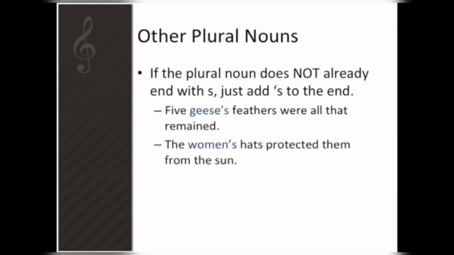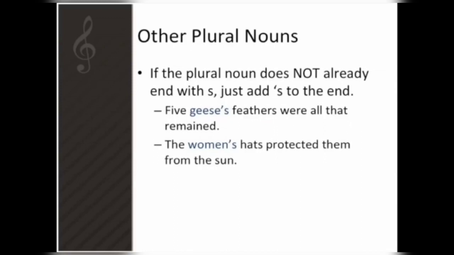If the plural noun does not already end with s, just add apostrophe s to the end. The geese's feathers were all that remained. The women's hats protected them from the sun. Now as we can observe, geese is the plural form of goose. So as it does not end with s, we have added apostrophe s.